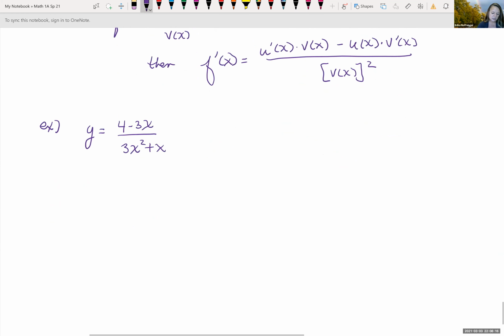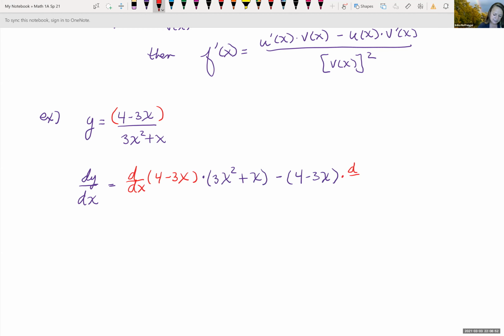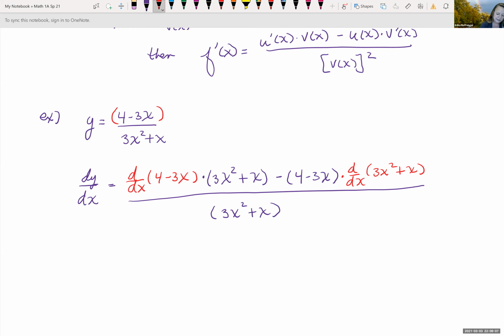And so again, the quotient rule says dy dx is equal to the derivative of the numerator, so d dx of 4 minus 3x, I haven't taken the derivative of it yet, I'm just writing out the rule, times the denominator, which in our case is 3x squared plus x, minus the numerator, 4 minus 3x, times the derivative of the denominator, so d dx of 3x squared plus x, all over the denominator 3x squared plus x quantity squared.